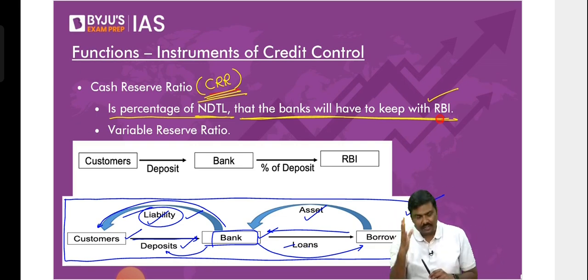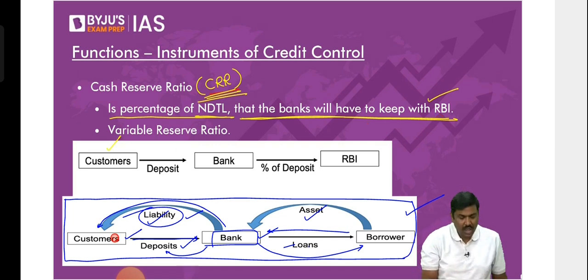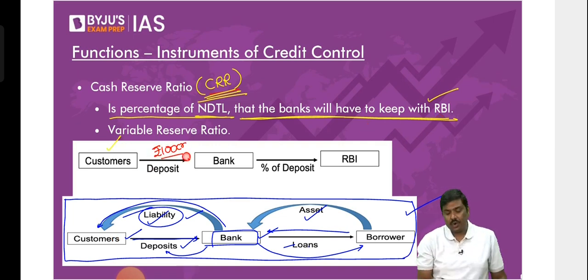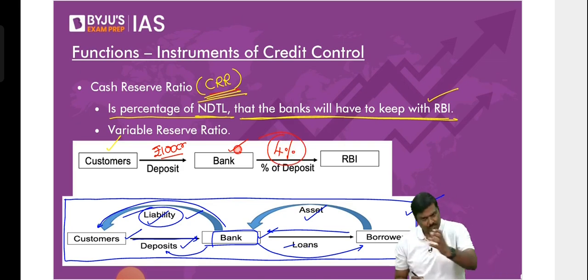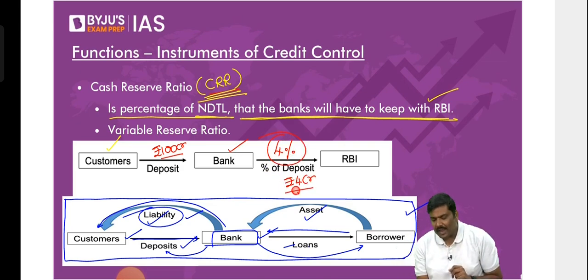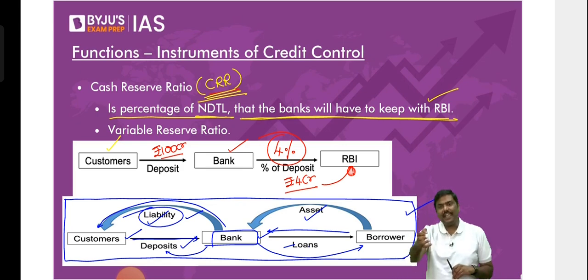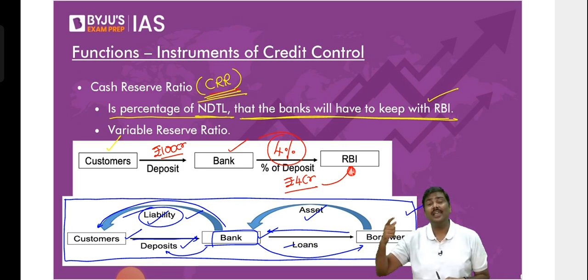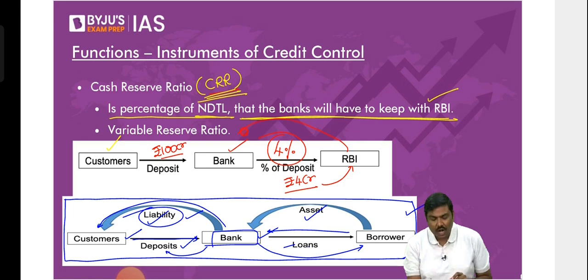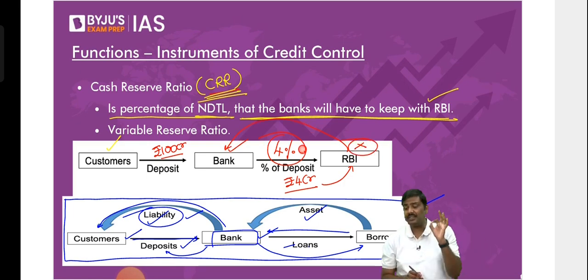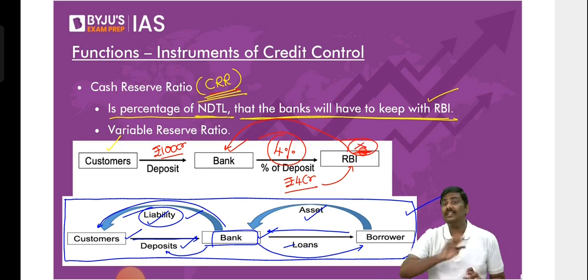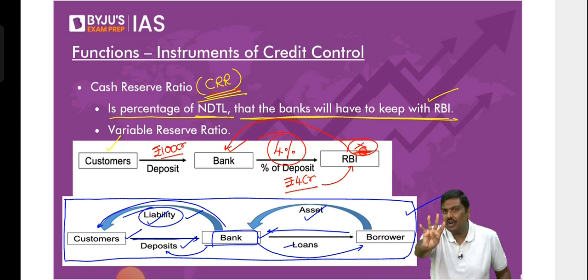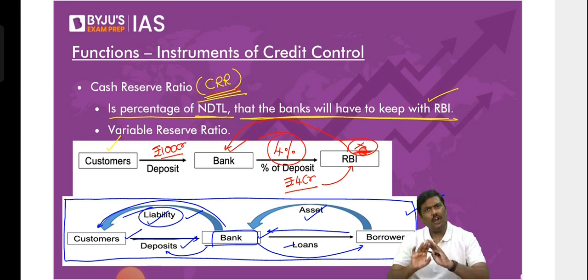Remember this. Let's start with an example. Imagine you are a customer. You have 100 crore rupees. You will deposit this 100 crore rupees with the bank. Now imagine the CRR is 4%, which means the bank has to take aside 4 crore rupees and transfer it to RBI. And the next very important point: RBI does not pay any interest on this amount. You can simply tell RBI, sir, I've given you 4 crore rupees. RBI says, yes, you have given, but I will not pay any interest on it.